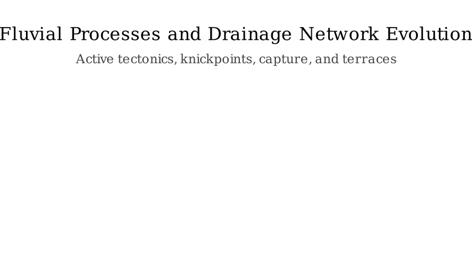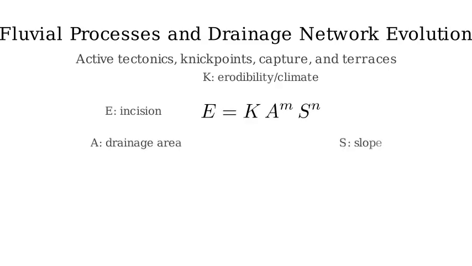Let's start with the physics in one compact equation. This is the stream power law. E equals K times A to the M times S to the N. Here E is incision rate, K is erodibility and climate, A is drainage area, and S is channel slope. In steady state with uplift U, rivers tend toward E equals U.